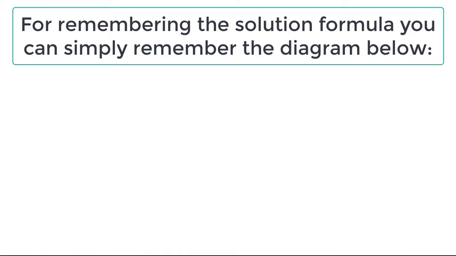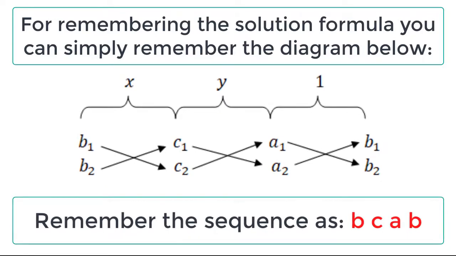Since the solution formula is a little bit confusing to remember, we can remember it by a diagram. As you can see, for remembering this diagram you have to make 3 columns, one of x, second of y and third of 1, and 2 rows, one each for equation 1 and equation 2. Now enter all the constant terms in the sequence b, c, a, b. As you can see, I have entered all the constant terms of a standard equation. Now by cross multiplication between upper and lower constant terms of each equation, you can get the solution formula.